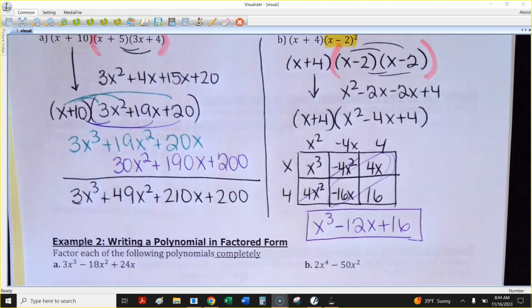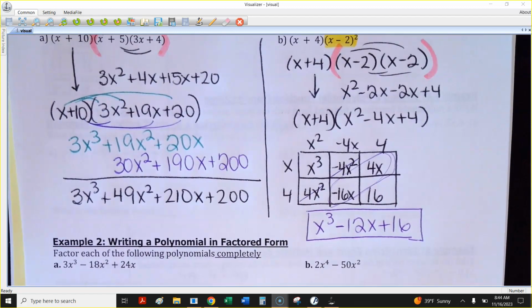Is anybody getting anything different? I think I did it right. Okay. Is anybody having a question about multiplying those factors into standard form? So factored form has parentheses, standard form you get rid of the parentheses.